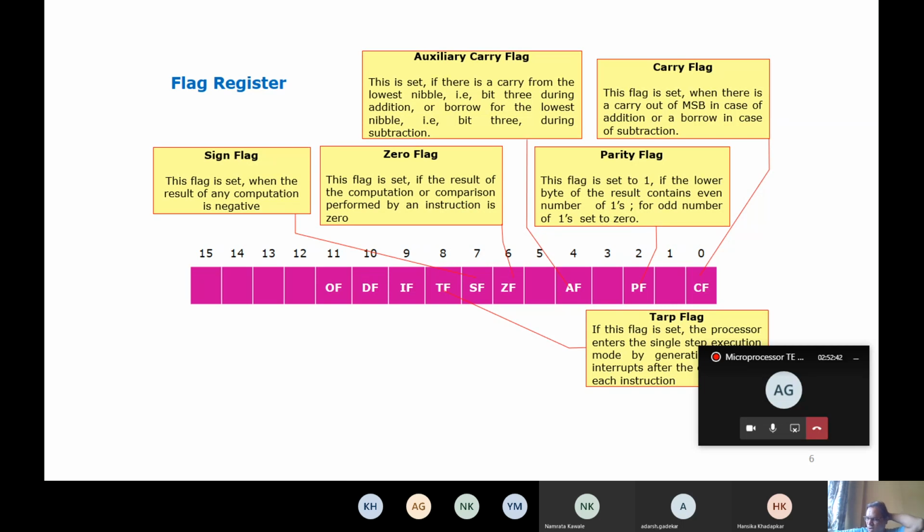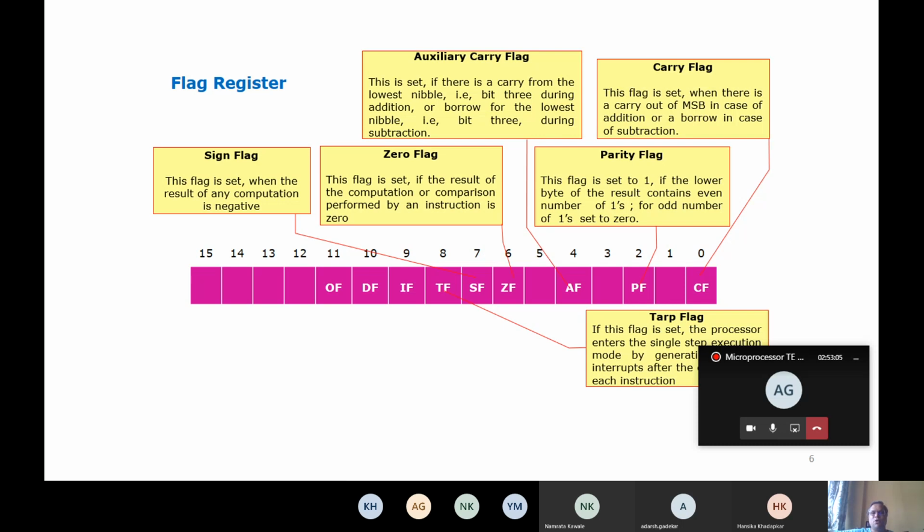Logical error means there is no grammar mistake, but it is a semantic mistake and I am not getting the expected result. Because of that logical error, I am getting an incorrect result. The instruction will be executed, no doubt, but the result is not correct. That type of error can be removed by using the trap interrupt.